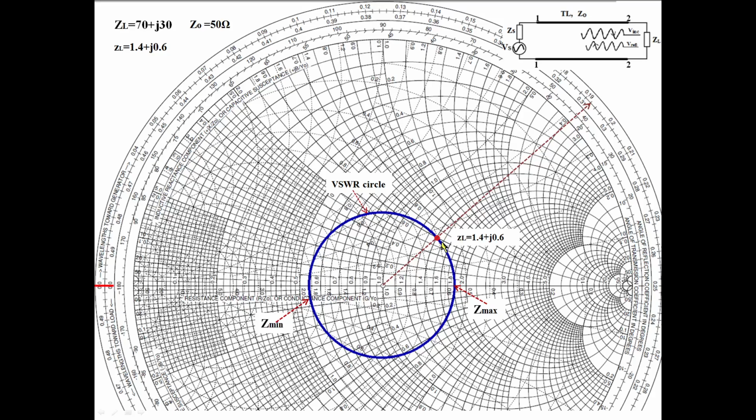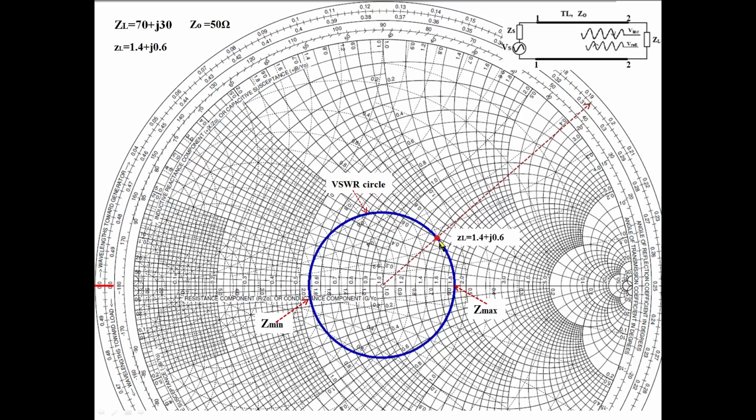To do that, we have to mark the given load ZL on the Smith chart. Already I told how to mark this. 70 plus j30 is given, and this is its normalized value. So the intersection of the 1.4 resistance circle and the 0.6 reactance circle, I already explained that. They are intersecting here. This is the load point, we have marked the load point.